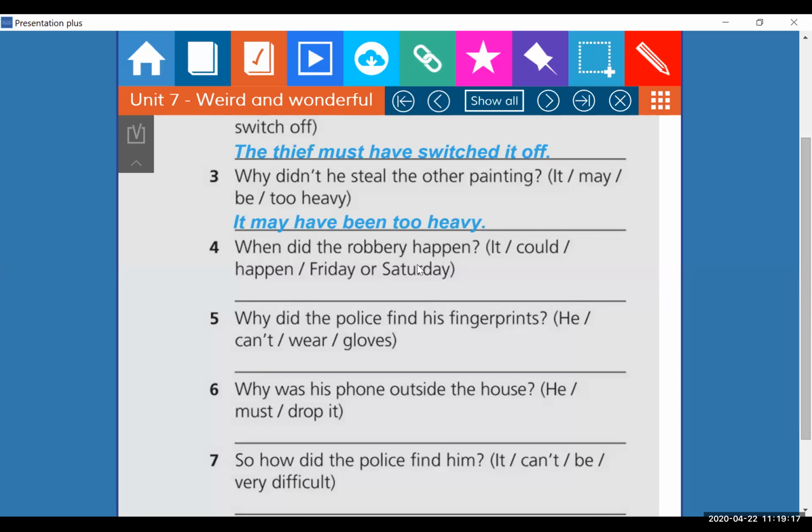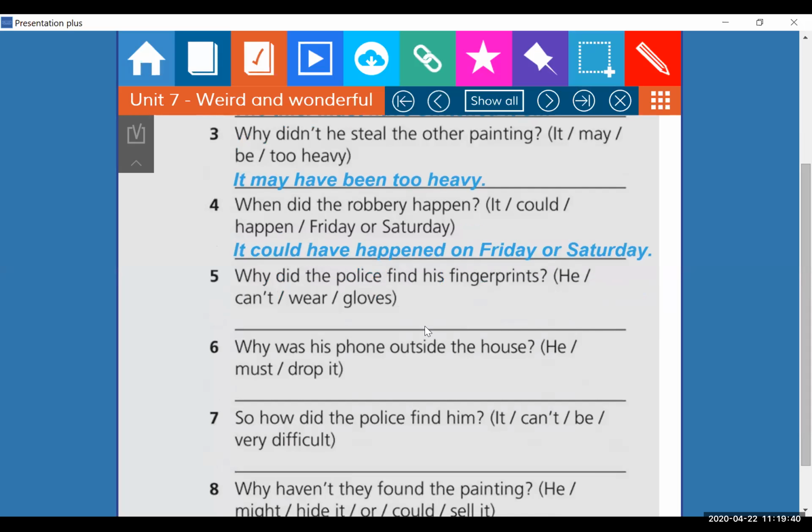When did the robbery happen? It could have happened on Friday or Saturday, either on this day or on this day. Okay, that's a possibility, again we are talking about the fourth.